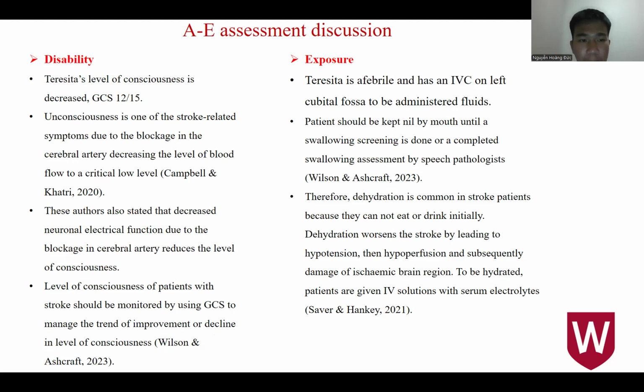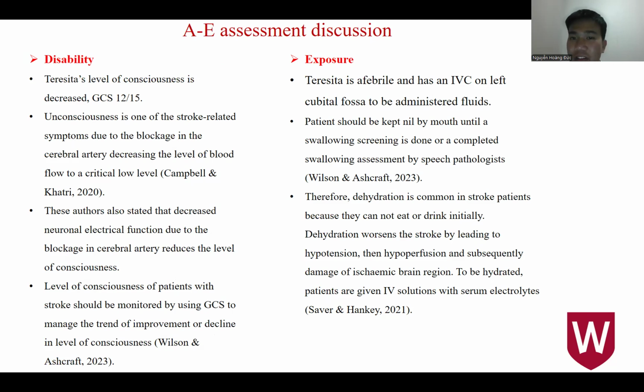These authors, Campbell and Cartry, also stated that the decreased neuronal electrical function due to the blockage in the cerebral artery reduces the level of consciousness. The level of consciousness of patients with stroke should be monitored by using GCS to manage the trend of improvement or decline in the level of consciousness.